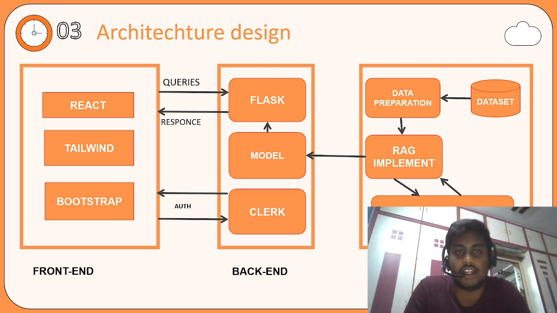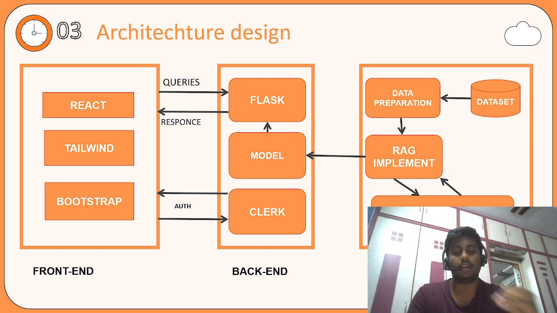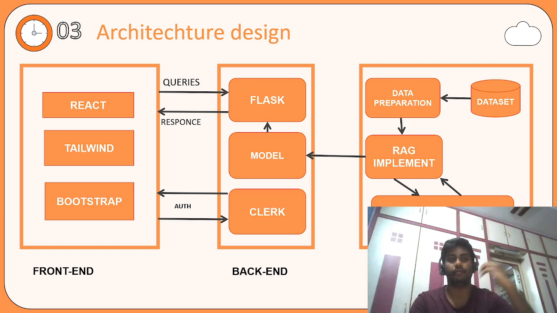Let's get to the architecture. In the architecture we have three parts: front end, back end, and model training. For the front end, we have used React, Tailwind, and Bootstrap. For the back end, Flask and Clerk, and then the model training, where it trains on the data.